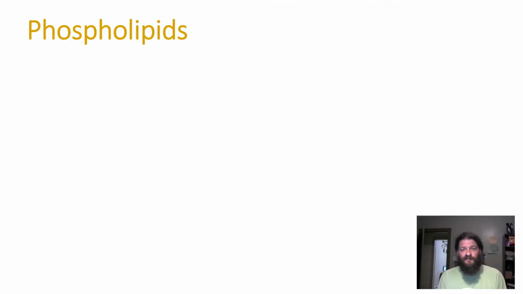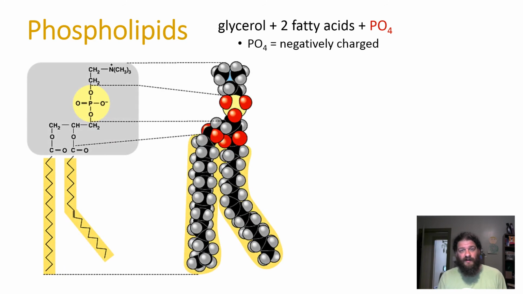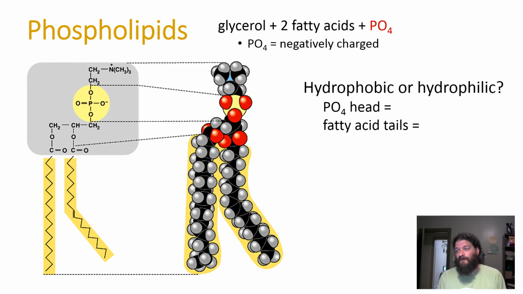Another class of lipids that we should be familiar with are the phospholipids. These have a glycerol, but with two fatty acids. Instead of a third fatty acid, it has a phosphate group. That is a big negative charge group sitting up there.